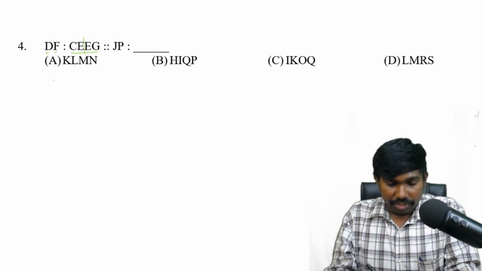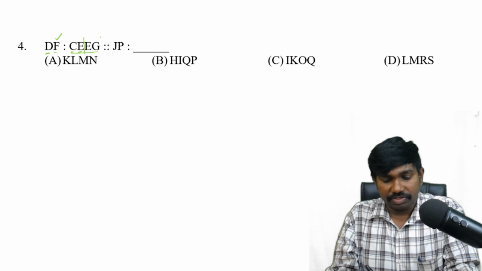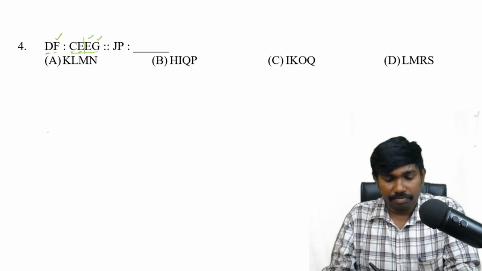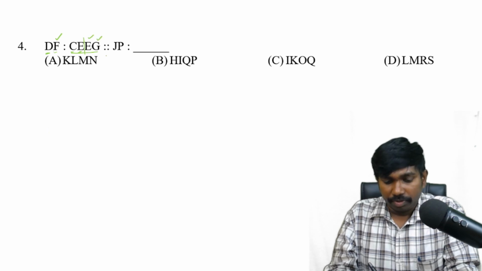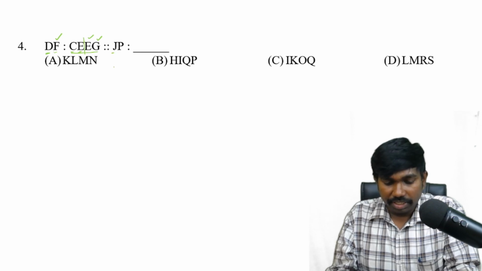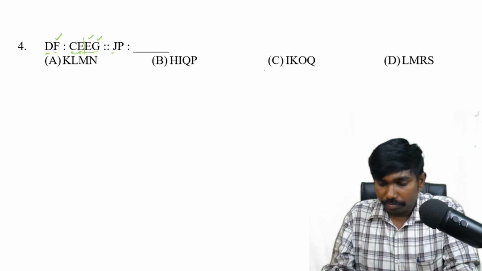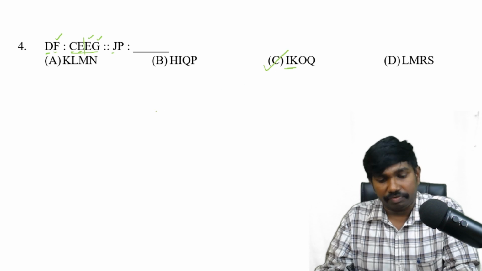So see the first 2 letters, C and E. Can we say these 2 letters are the before letter and after letter? Yes or no? Yes. So the before letter of D is C and the after letter of D is E. Next, similarly, the before letter of F is E and the after letter of F is G. So every letter is replaced by its before letter and after letter. So J is the 10th letter, meaning before letter I and after letter K. IK is there here, and there is only one option with IK. We can conclude that one.